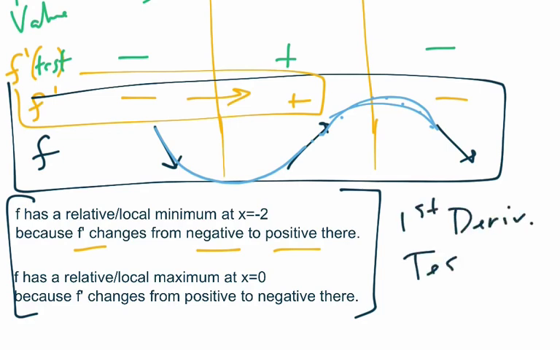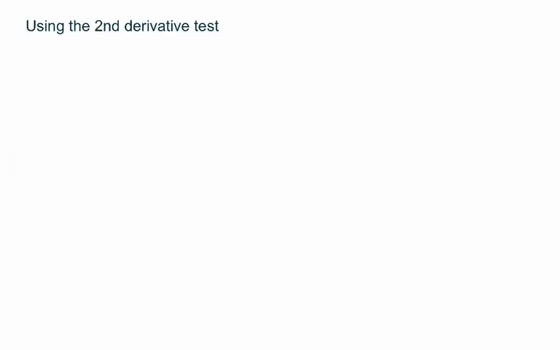What we're doing is using the information about the first derivative, f prime, changing from either positive to negative or negative to positive to justify whether or not f has relative minima or relative maxima. We can come to the same conclusion using something called the second derivative test, which is a way to tell whether f has a relative maximum or relative minimum at a given critical point. The first thing we need to do is find the second derivative.